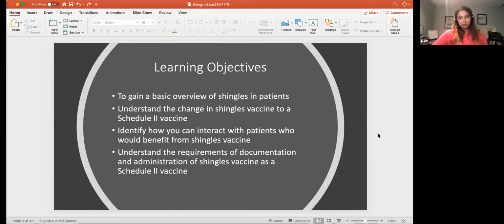So today, what we really hope to achieve is a couple of things. We do want to go over the basic overview of shingles in patients. I won't spend a lot of time on this because I'm sure a lot of you have a deep understanding of this. I wanted to talk about and understand the change in the shingles vaccine to Schedule 2 and what that means to you as pharmacists, as well as your practice of pharmacy. Identify how you can interact with patients who would benefit from the shingles vaccines, as well as go through some of the important information that's required for documentation, coverage considerations, and other components from a workflow perspective that's important to consider when we're recommending as well as documenting shingles vaccines.